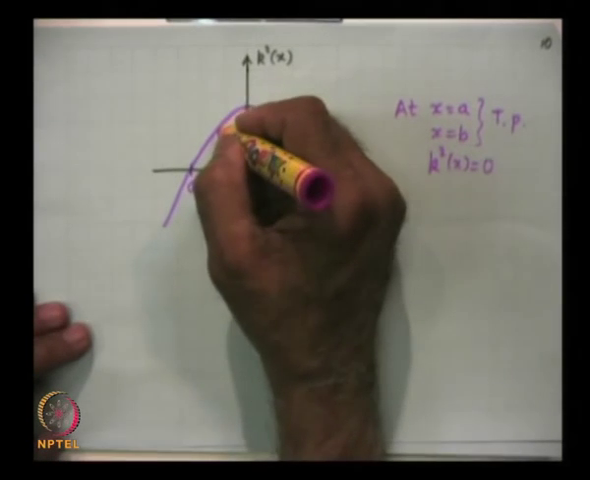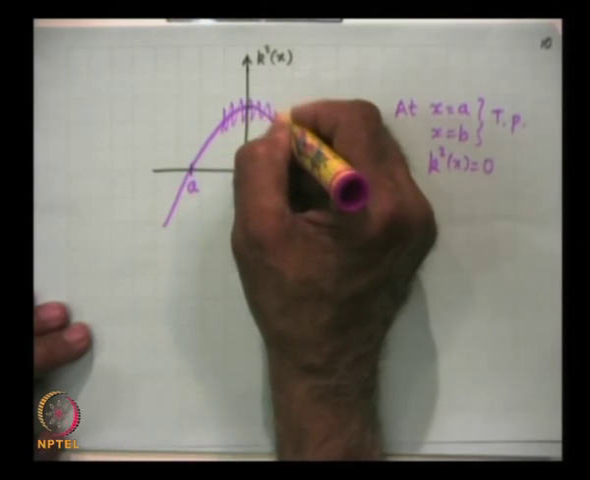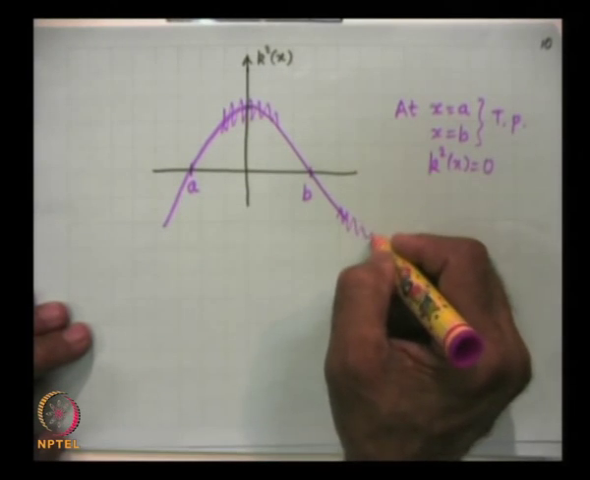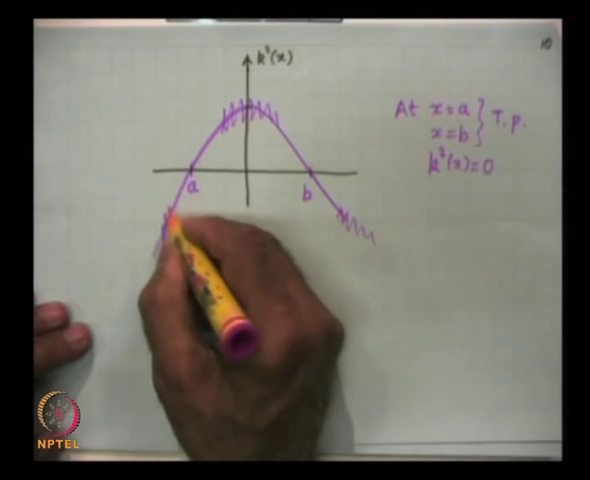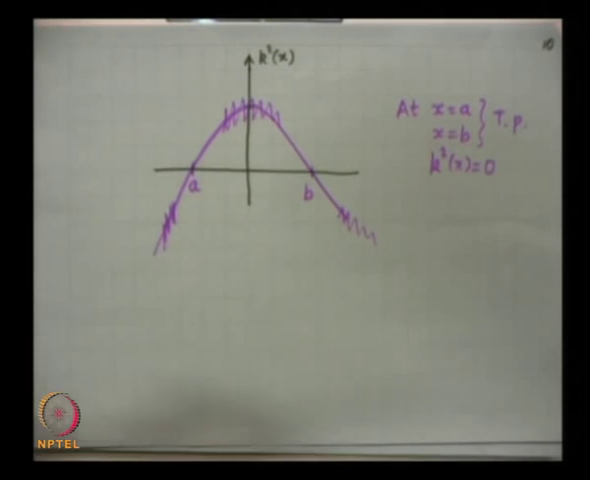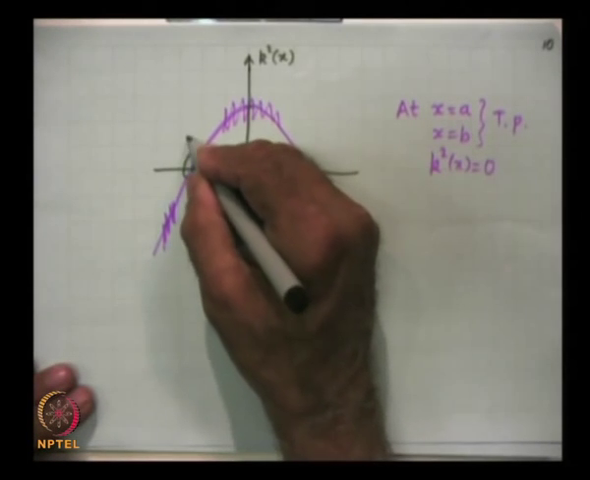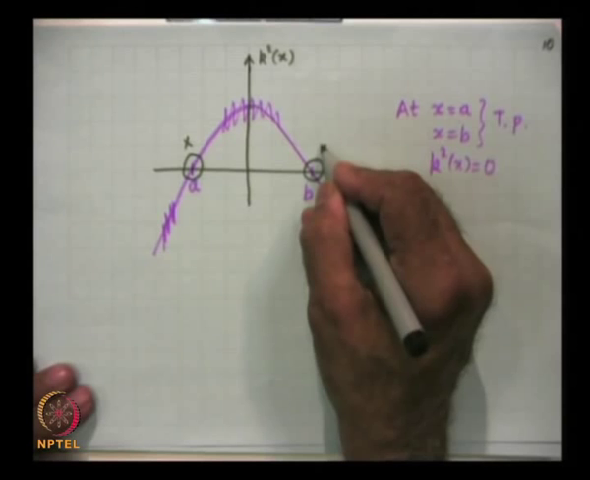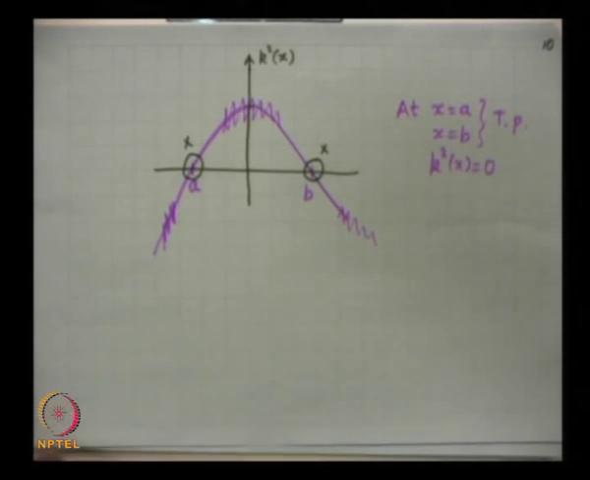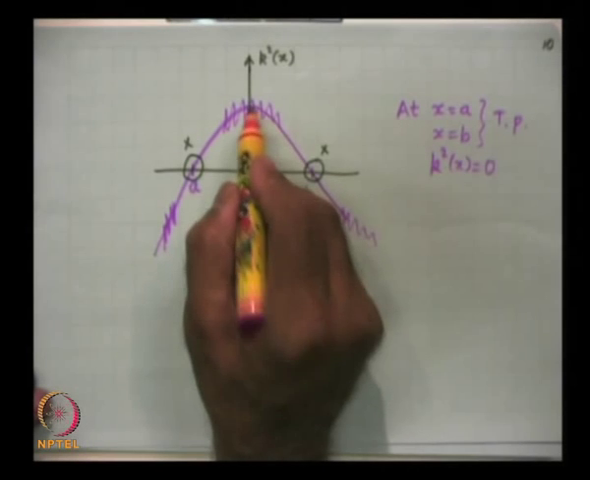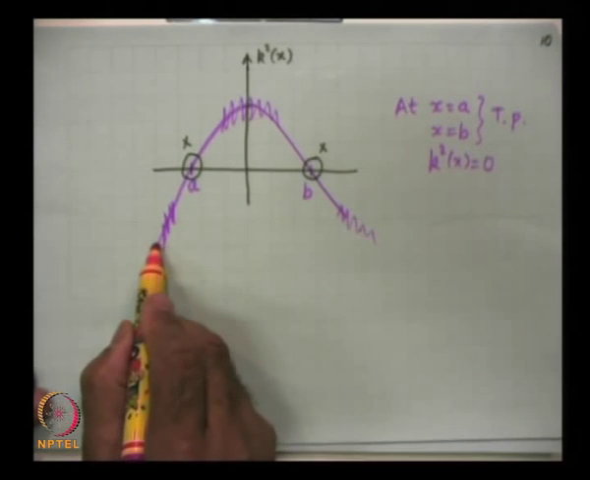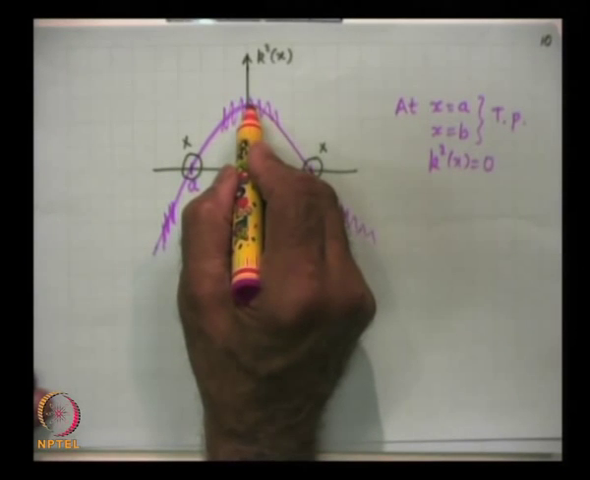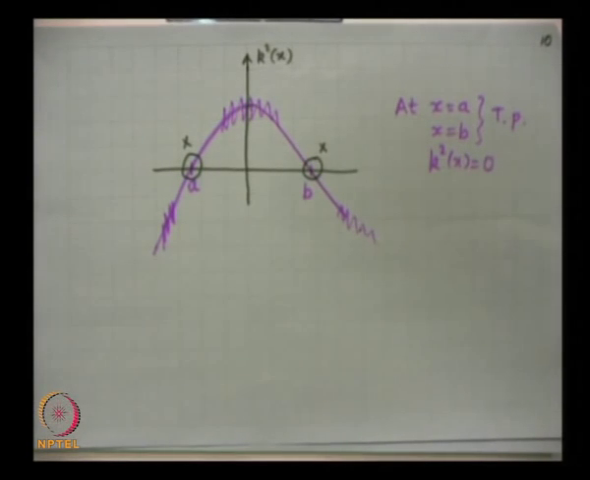So, my WKB solution is valid here, and here, and here, but not in this region, not in this region. WKB solutions are not valid there. So, if I know the solution in this region, how do I go here? Or if I know the solution here, how do I go here? This is done through what are known as the connection formulae.